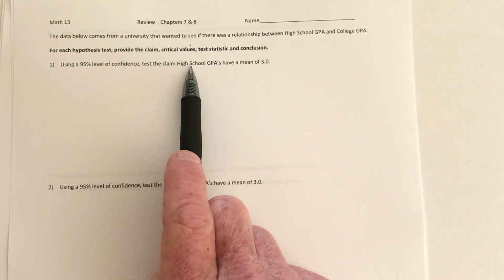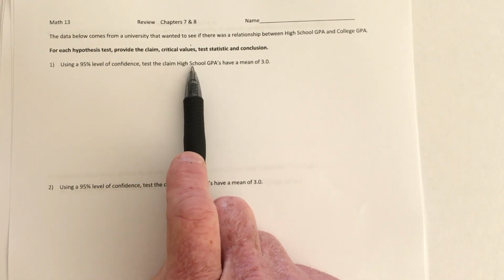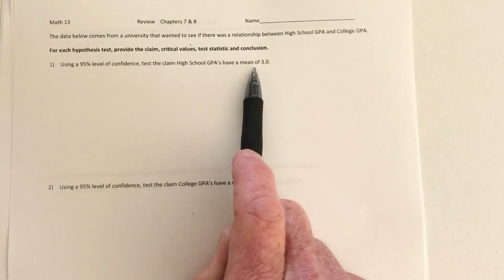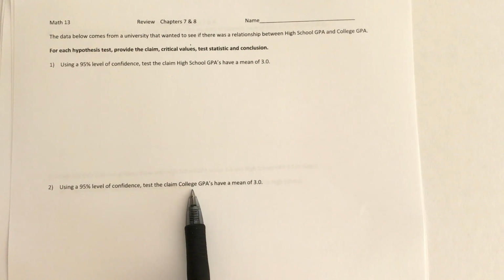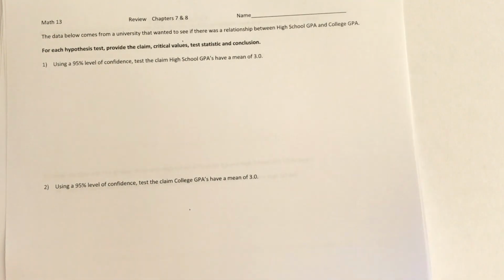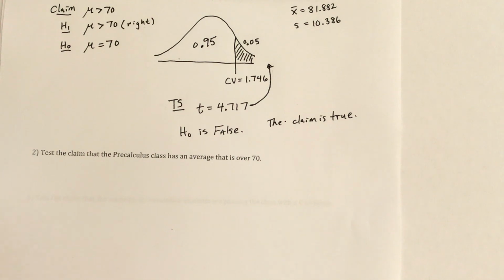And if you look at the actual chapter 7, 8 review, so this is test the claim that their high school GPA, so that would be list 1, has a mean of, so this is saying it's equal to a 3.0. Then later, it's pretty much the same work, except you use their college GPA, or in other words, list 2. So that's very similar.